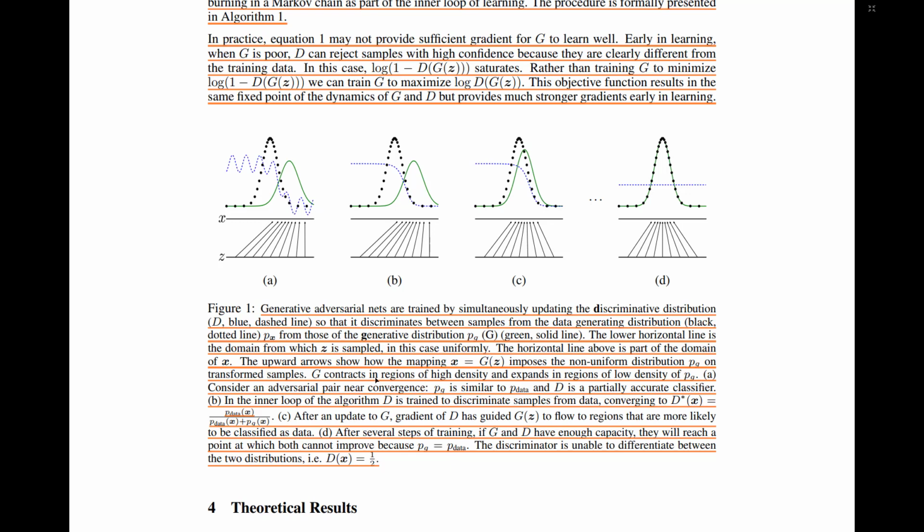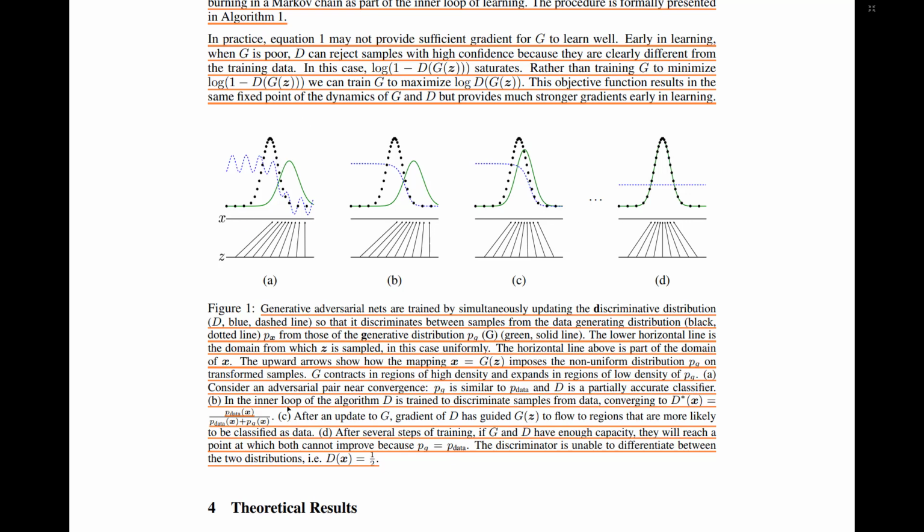Then the upward arrows show how the mapping x equals G of z imposes the non-uniform distribution PG on the transformed samples. G contracts in regions of high density and expands in regions of low density of PG. Now if we look at this first one, that's the A, we have an adversarial pair near convergence. We have that PG is similar to P data and D is a partially accurate classifier. That's what we have here.